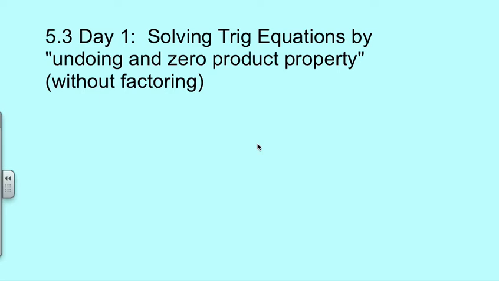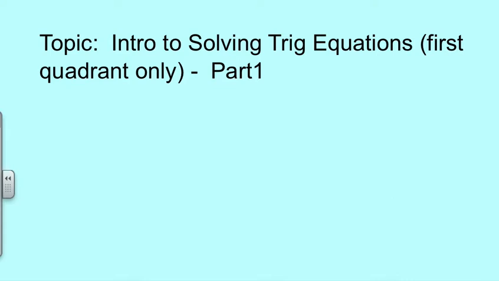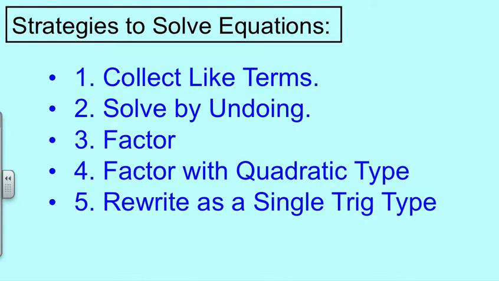The introduction to solving trig equations, and we're going to focus on problems where you just have to undo and use the zero product property. So here are some strategies that we'll look at later. A lot of times you want to either collect like terms, solve by undoing, factor with the quadratic type, or rewrite as a single trig function, like maybe convert everything to all sines or all cosines.